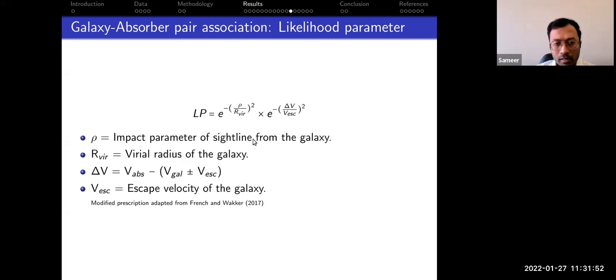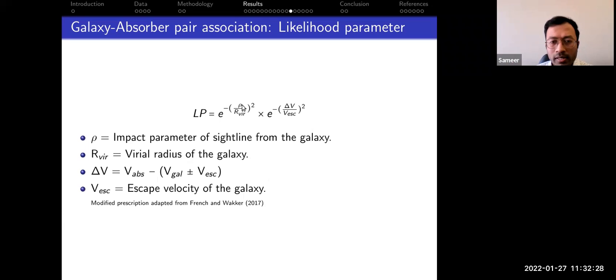Rho is the impact parameter of a sightline from the galaxy. R virial is the virial radius of the galaxy, and delta V is V absorption, that is where the absorption is seen in the spectrum, minus V gal, plus or minus V escape velocity. So this accounts for the fact that any absorbing cloud that is within the escape velocity of a galaxy could still be associated with arising from that galaxy. That is our assumption here. And this is basically a modified prescription from the French and Walker work 2017.